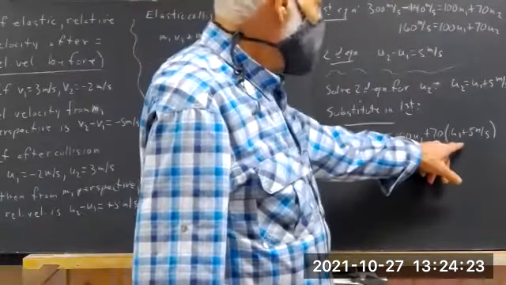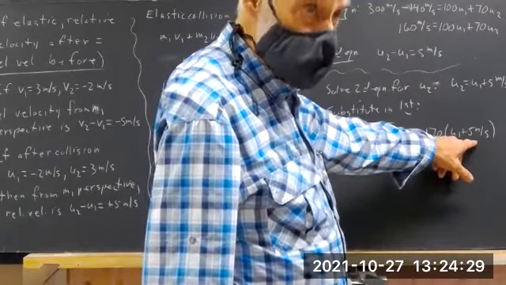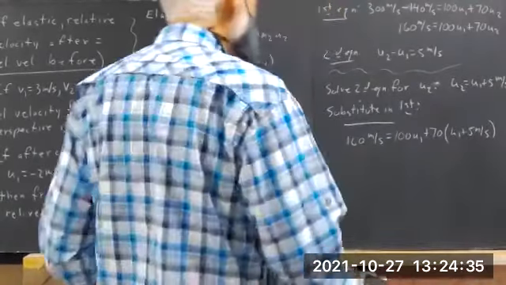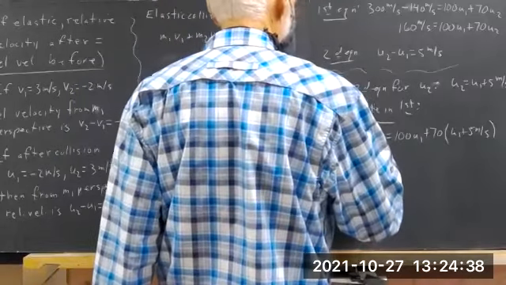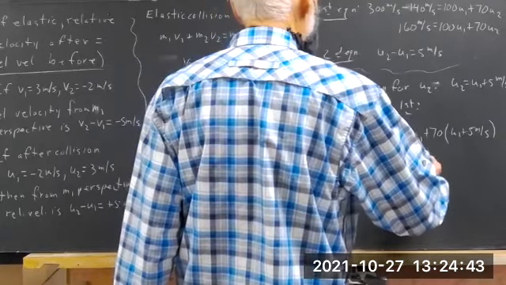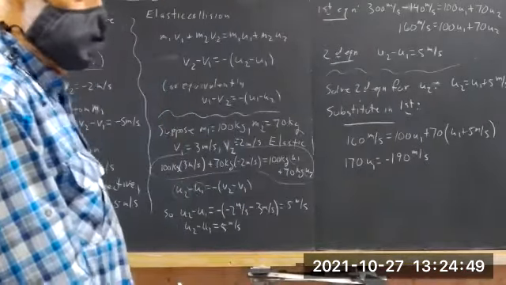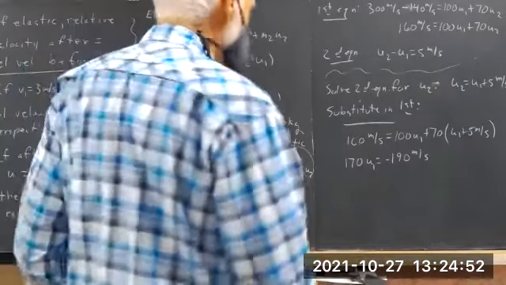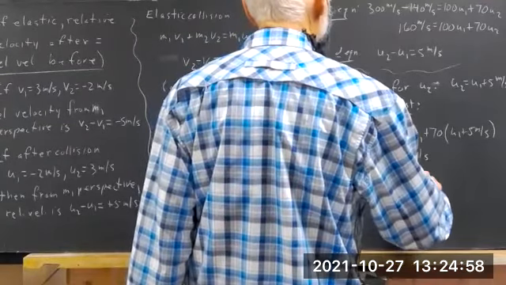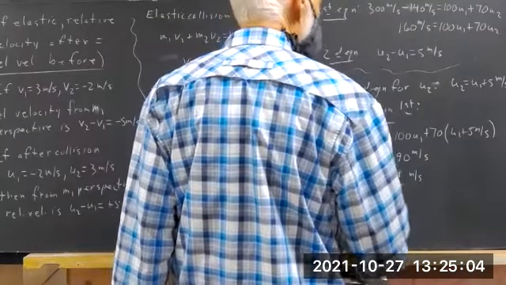You're going to get 170 U1 on this side. You're going to have 70 times 5, 350 meters per second on the other side, which you subtract from both sides, giving you 170 U1 equals negative 190 meters per second. And the rest of the solution is straightforward.